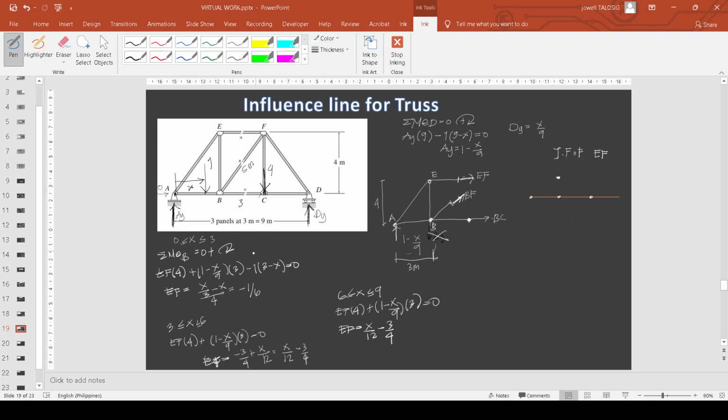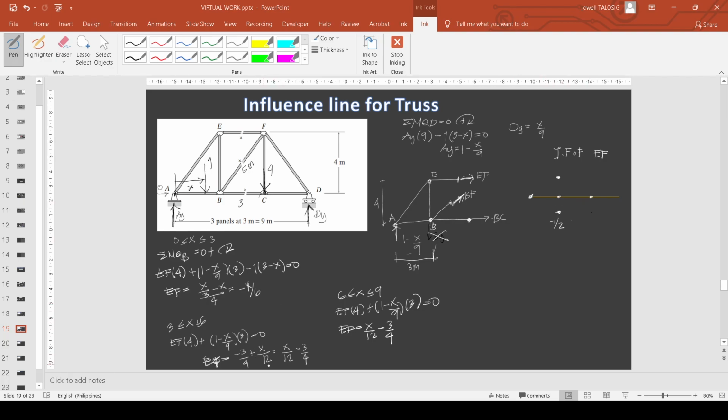So, sa EF natin, so this is x over 6. Okay, so when x is 0, the member or the force at EF is 0. Okay, when x is equal to 3, so negative 1 half. Okay, this one. So negative 1 half. Okay, next segment.